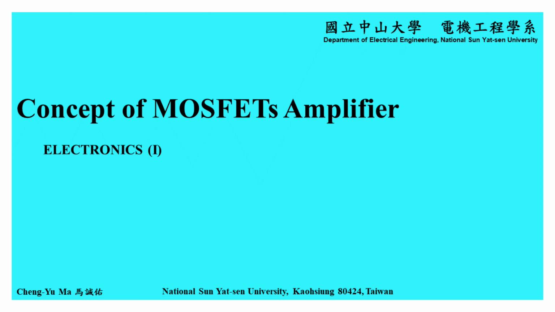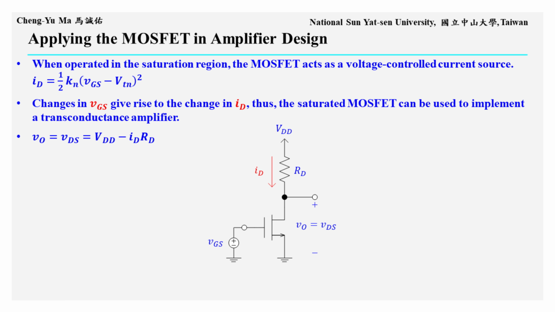Hello, everyone. In this section of electronics, we will introduce the operating concept of MOSFET amplifiers. The circuit on the slide is a basic MOSFET amplifier. The input voltage is applied at the gate, and the output is taken at the drain.